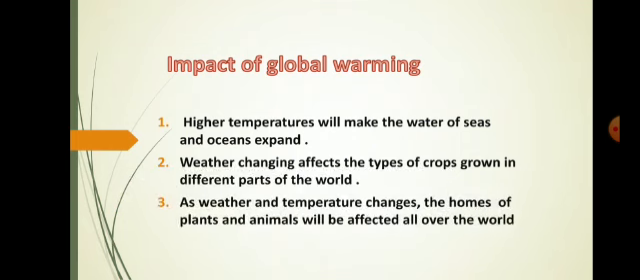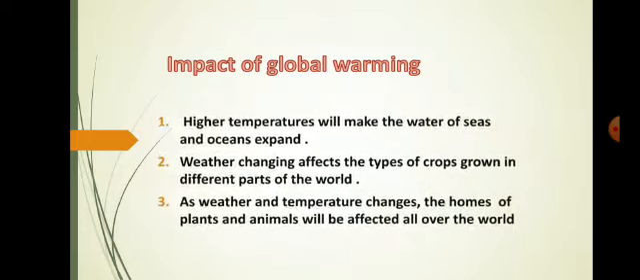It has taken millions of years for life to become used to conditions on earth. As weather and temperature change, the home of plants and animals will be affected all over the world. For example, polar bears and seals, where do they live? They live in the Arctic. So when the Arctic melts, they have to find a new land for them, isn't it? The changes in the climate will affect everyone, but some populations will be at great risk also.